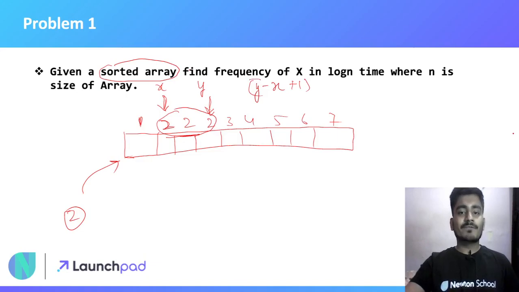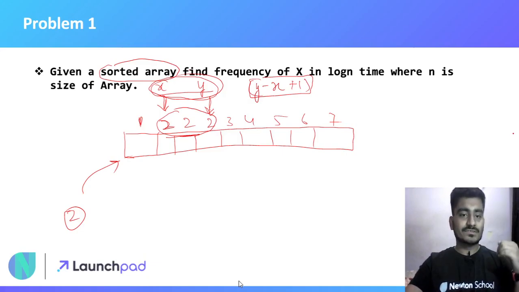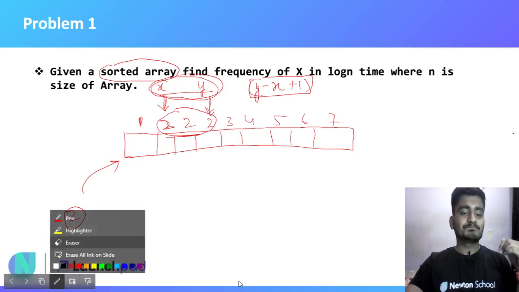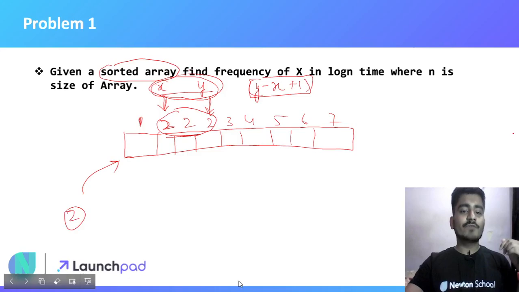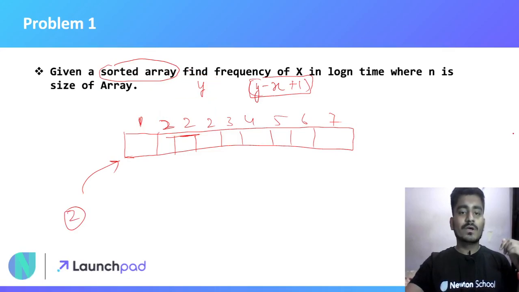Okay, that's why our frequency of 2 can be y minus x plus 1. But now how are we going to find these indexes x and y? For finding these indexes we are going to use binary search. Let's see how. Suppose we need to find the first index of occurrence of 2. So how can we approach that? Pause the video and think of some approach here.